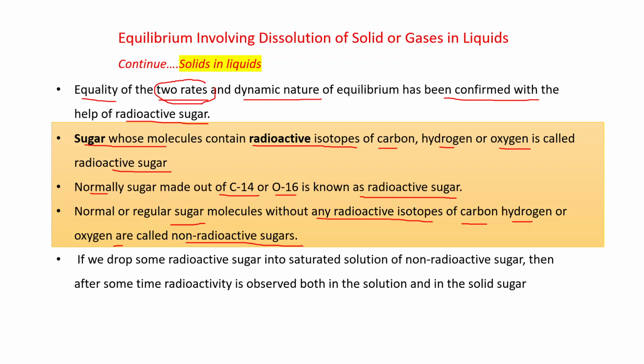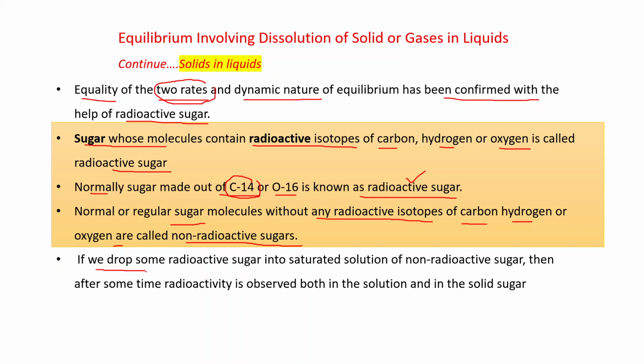I think you are familiar with this term radioactive. Radioactivity is the phenomenon of radiation of alpha, beta and gamma rays. Any substance which emits these radiations is known as a radioactive substance, and this carbon-14 is a radioactive element. In sugar, if normal carbon, that is carbon-12, is replaced by carbon-14, then that sugar is known as radioactive sugar. Now, first of all, we have achieved the equilibrium in non-radioactive sugar.